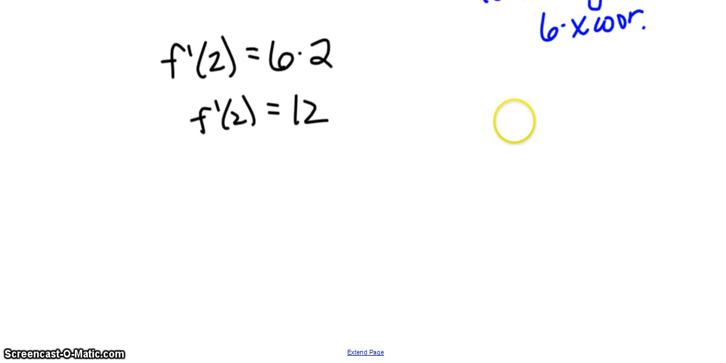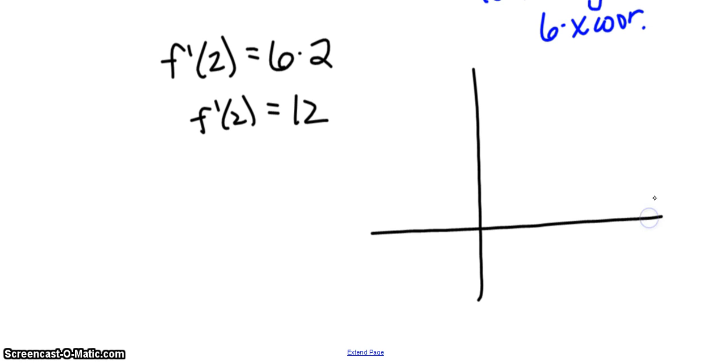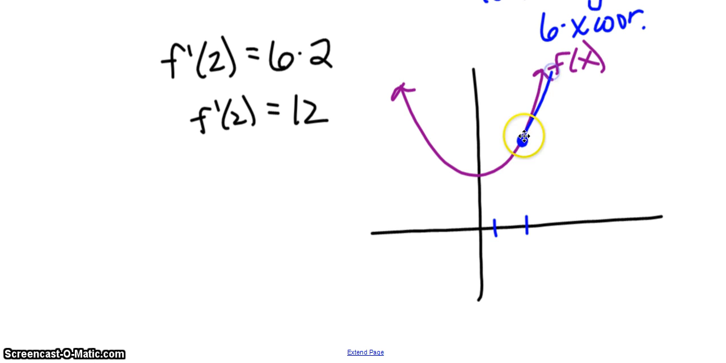So if we think about this parabola, graph it in purple, there's our f of x. And we were interested in what was going on at the point (2, 16). Here's our tangent line. What we just found is that the slope of this tangent line is equal to 12.